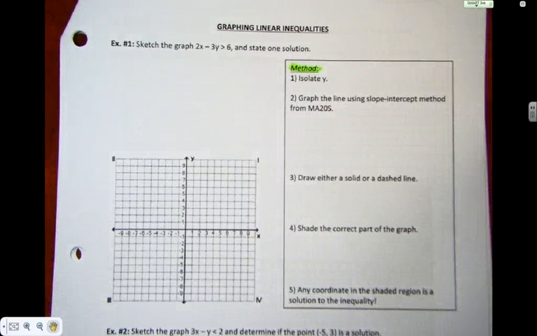So first step is to isolate y. Second step, we're going to graph using the slope-intercept method from last semester, which I'll review. 3, 4, 5 are the new quick little steps.